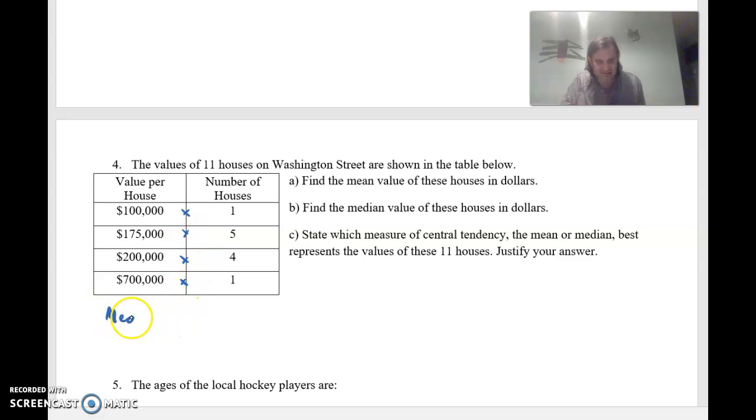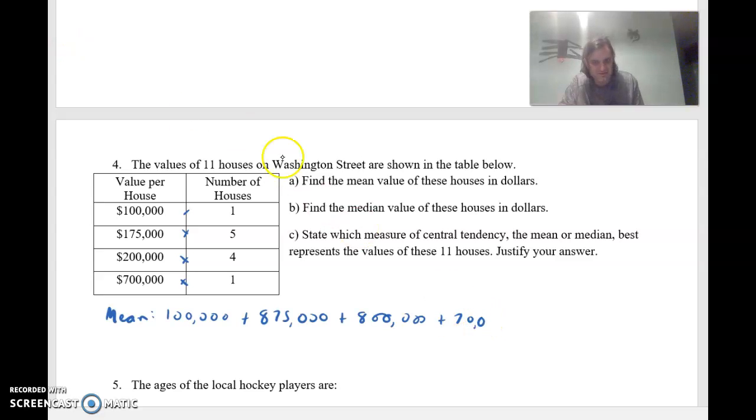So when we go to find the mean, we're not going to have 4 houses because we have 4 different pieces of data here. We've actually got 1 plus 5 plus 4 plus 1, which is 11 houses. So we're going to say 100,000 times 1, which would be 100,000, plus 175,000 times 5, which looks like 875,000. 200,000 times 4, which is 800,000. And then one $700,000 house. Got my comma a little early there.